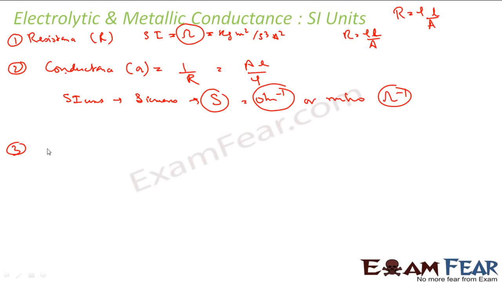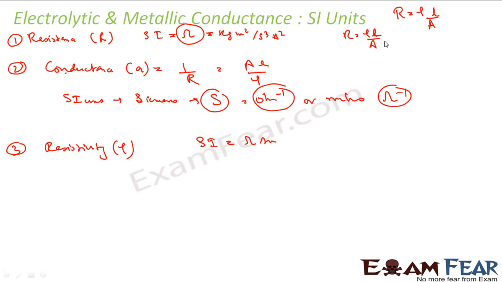Third, we have resistivity, nothing but rho, this value rho. This is also called specific resistance, right? And its SI unit is ohm meter. We have seen that. Why? Because L by A is nothing but 1 by meter.